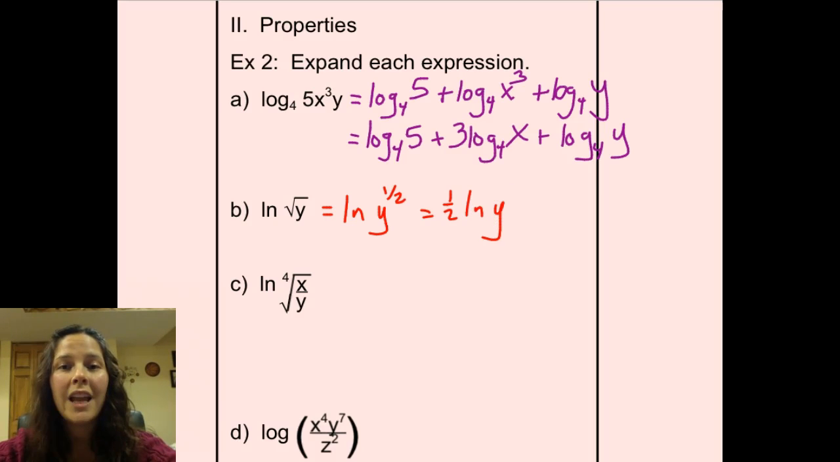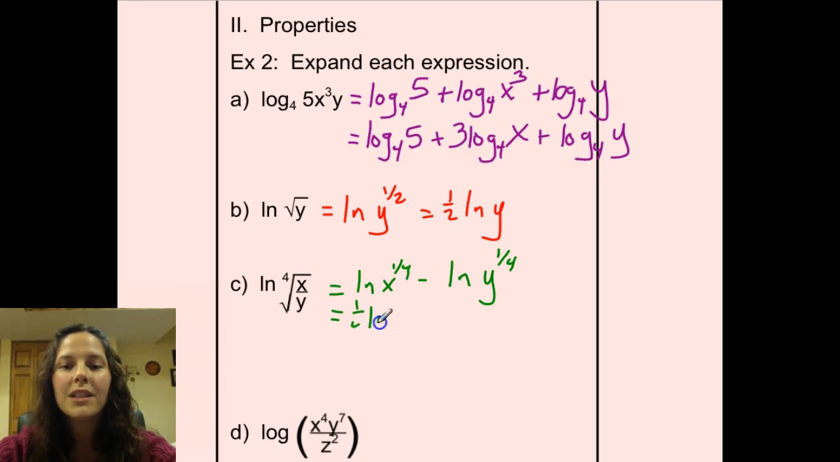Part C, we have division and power. I recommend splitting up the division first and then using your power rule. Otherwise, you will most likely lose the distribution of that power. So I'm going to split this up as natural log of x to the 1/4 minus natural log of y to the 1/4. They were both under the 1/4 root, so I converted the 1/4 root to a 1/4 power as I split the division to subtraction. Then we can use our power rule. 1/4 times the natural log of x minus 1/4 times the natural log of y.